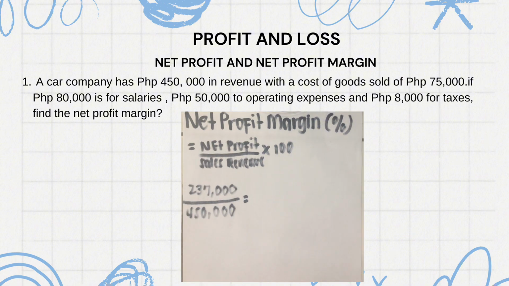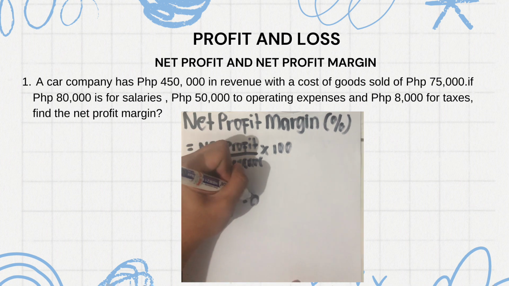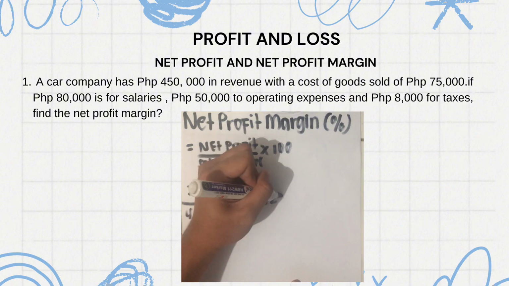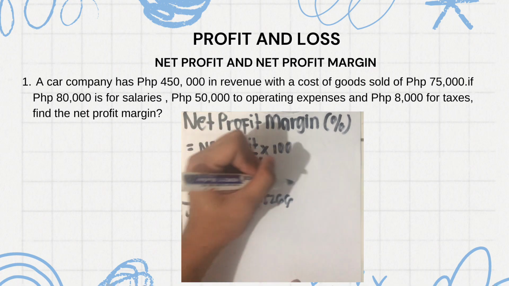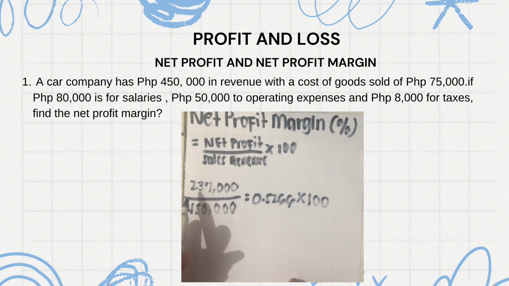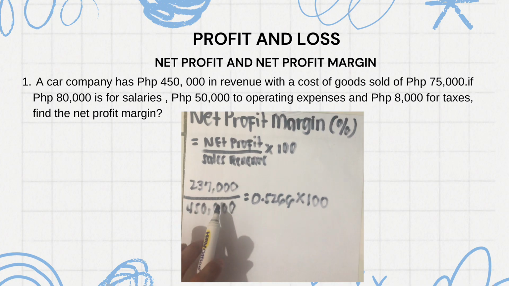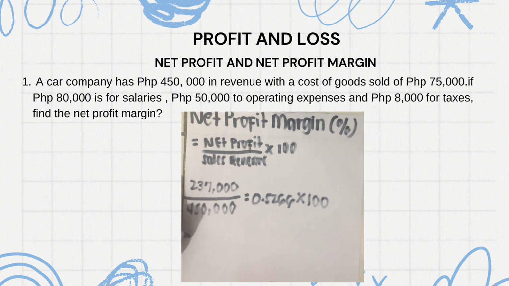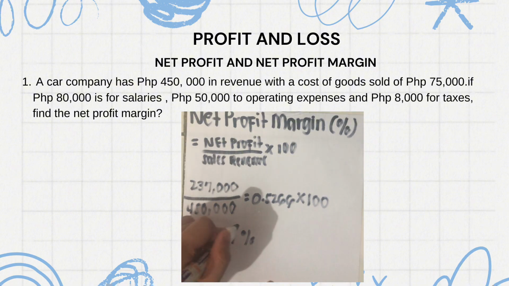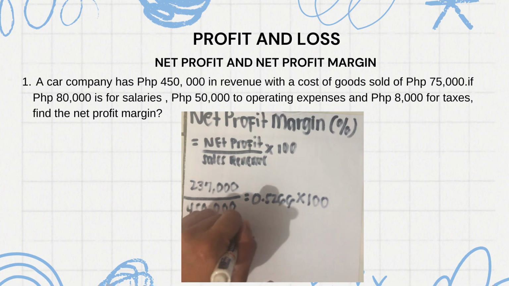Divide, so 0.5266. Multiply by 100. 237,000 over 450,000, the answer is 52.67%. Our answer is the profit margin we have here.